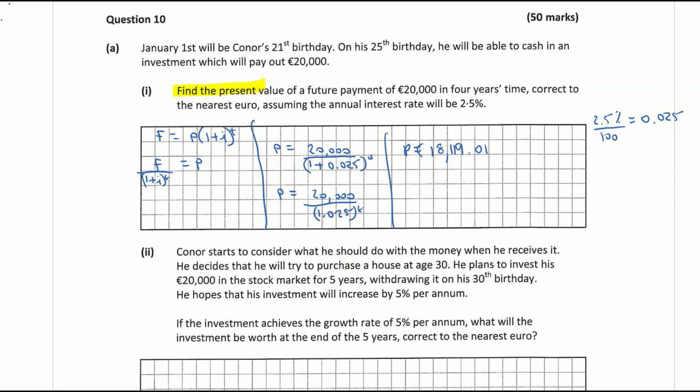Does it say to the nearest euro? It does say to the nearest euro here. So our present value is €18,119.